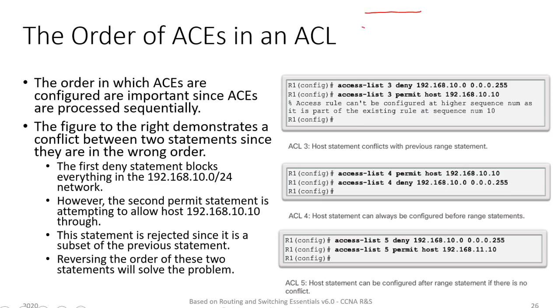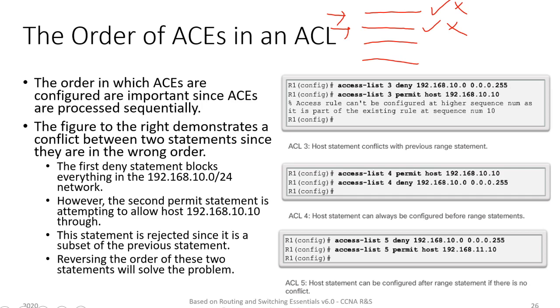Because of these permits and denies, the access control statements are checked one after the other, and if one is a permit or a deny, that decision is accepted there. So that is one of the reasons why we want to make sure that the order of these entries is configured properly.